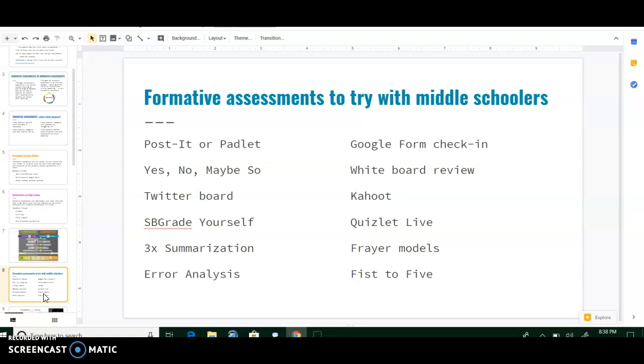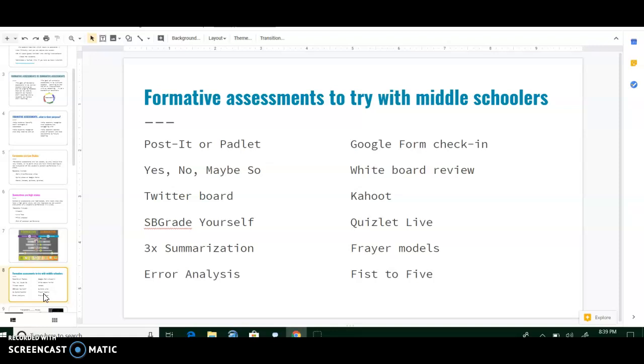You could have students summarize their learning on a Twitter board. You could do standard based grade yourself where you give them an example of a standard based grading rubric, have them walk through one of their own projects, or not projects, but a quiz or a quick little check, and have them grade themselves.